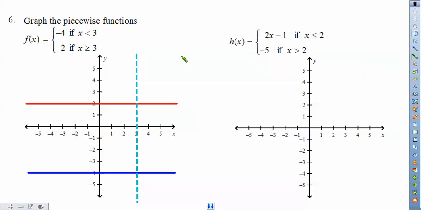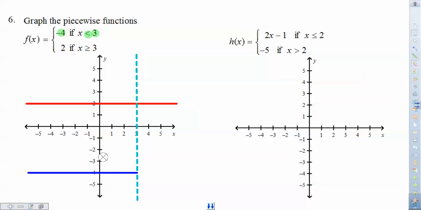Well, according to this, I want the -4 graph if I am less than 3. Which side of this blue line, this dashed line, is less than 3? It's the left side of the line. So I want that on the left side of the line, which means I don't want it on the right side of the line. So I'm going to erase it right up to that point.